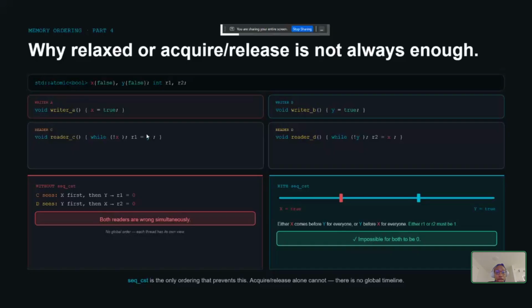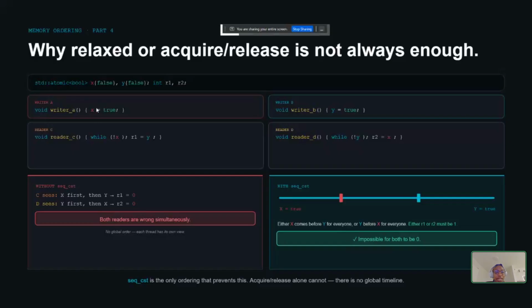Sorry, it depends on what R1 is, but at this point, 0 or 1. And then we have this reader thread too that is doing the same thing, but the opposite with x, right? With that sequential consistency, both of them can see R1 and R2 as 0 and 0.